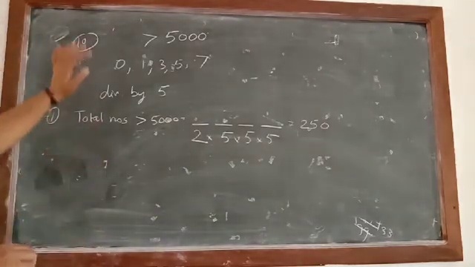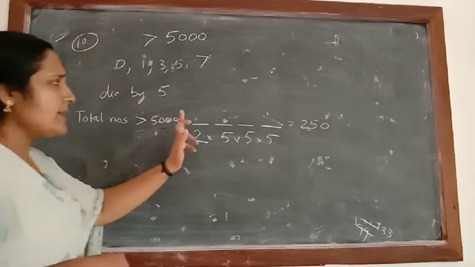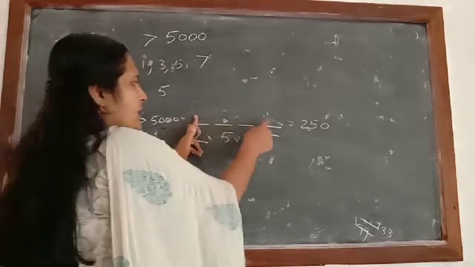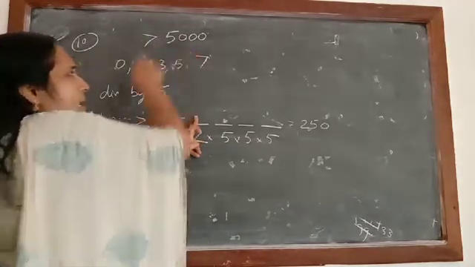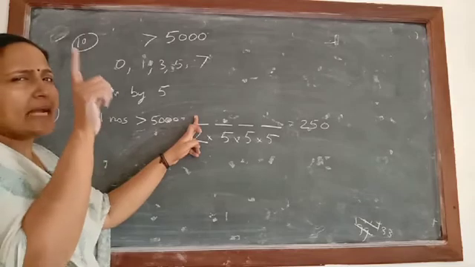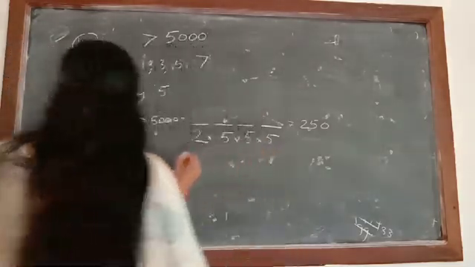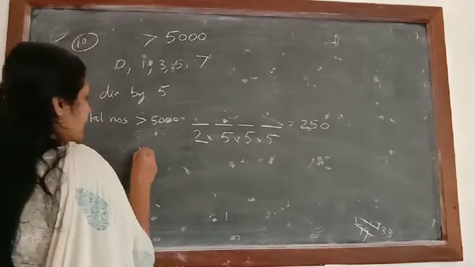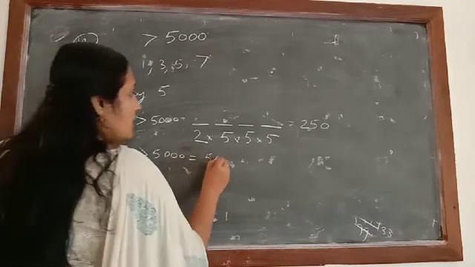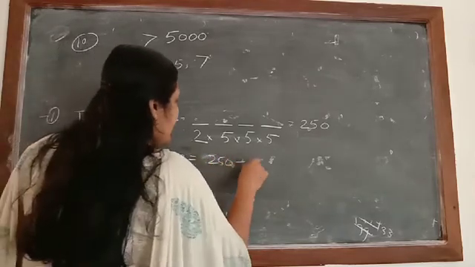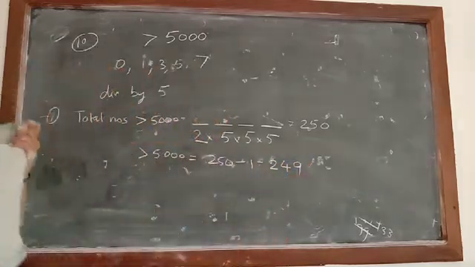But now just to check, here the numbers are repeated. So that case will come where we have 5 here and in the remaining places we have 0. But we need the number greater than 5000. So that one number we have to subtract. So here we can write down the total number greater than 5000 will be equal to 250 minus 1. So 250 minus 1 will be equal to 249.